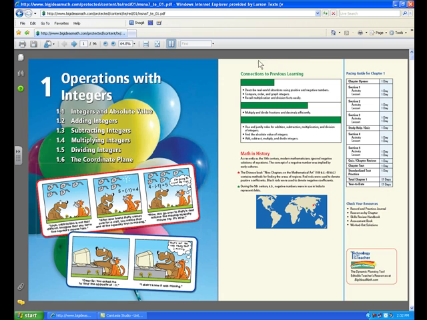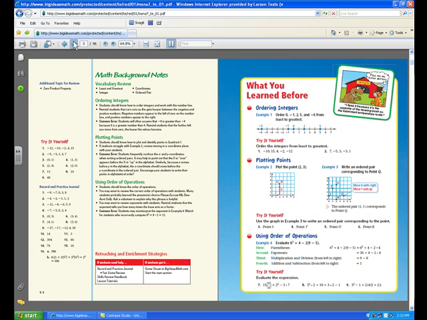We also have on this page a nice little chart called Connections to Previous Learning. If I'm teaching 7th grade and I'm getting ready to do this chapter on operations with integers, I might like to know what types of activities, what types of concepts the students have already learned prior to coming to my classroom that would be prerequisite to operations with integers. And so those are listed here in the chart called Connections to Previous Learning. I've also included some math and history that you can share with your students to bring some interest to this particular chapter called Operations with Integers.